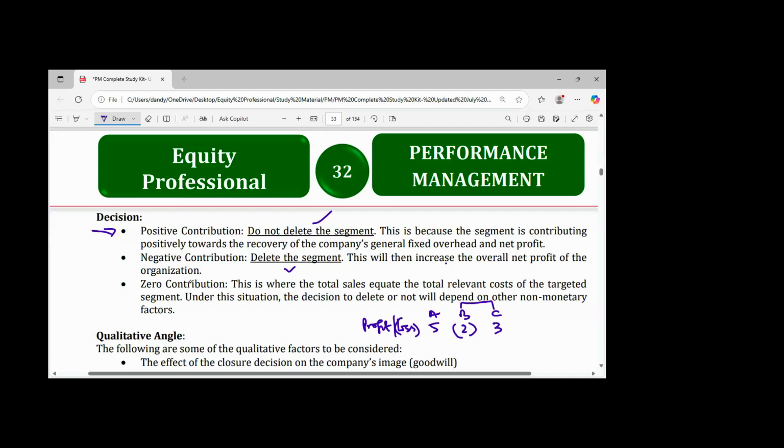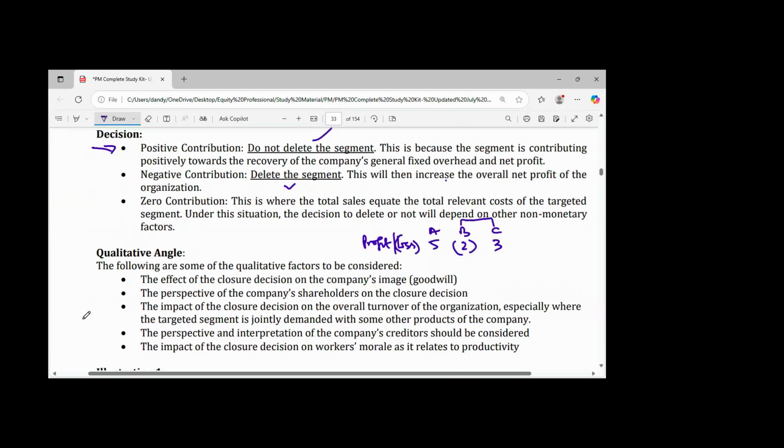Then number 3, the impact of the closure decision on workers' morale, especially as it affects productivity, should be taken into consideration. What I simply mean by that is, if the company decides to close down, say for example, this product B that is operating at a loss, other workers that are operating on product A and C will become apprehensive of job loss, because among themselves they will be saying that, oh, okay, if the company can ask our colleagues to go now, what will be our fate tomorrow?